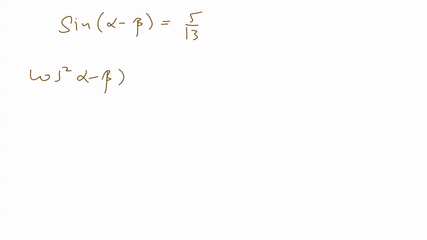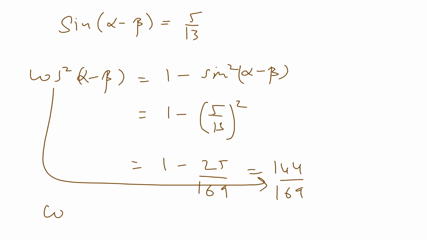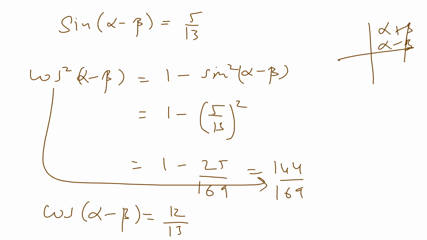Okay. Next, sine alpha minus beta is 5 by 13. So cos square alpha minus beta is equal to 1 minus sine square. These are fundamental identities. So 1 minus 5 by 13 the whole square, 1 minus 25 by 169, which is equal to 144 by 169. So this is cos square. So cos alpha minus beta will be 12 upon 13. And this also will be positive because alpha plus beta and alpha minus beta both are in first quadrant. Right? So we got these values.